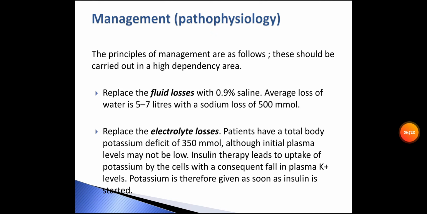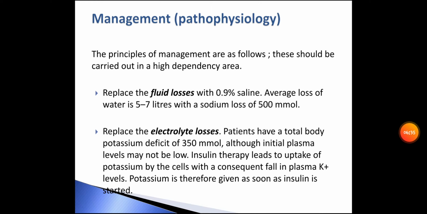Management. The principles of management are as follows. This should be carried out in a high dependency area. So you replace the fluid losses with 0.9% saline. Average loss of water is 5 to 7 liters with a sodium loss of 500 millimoles.